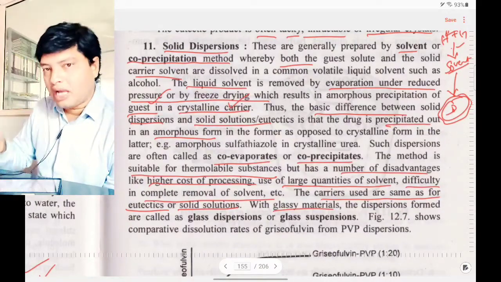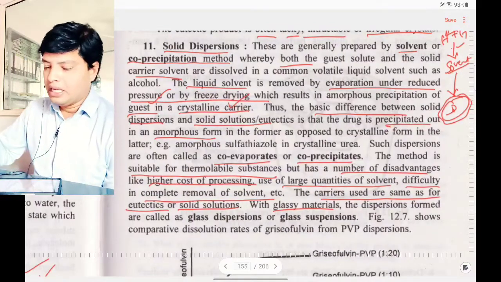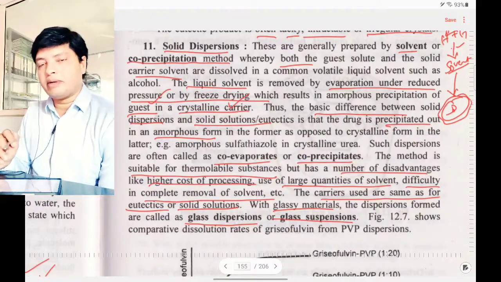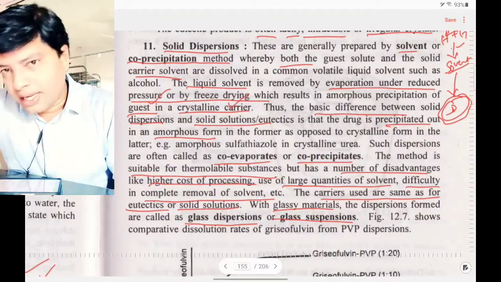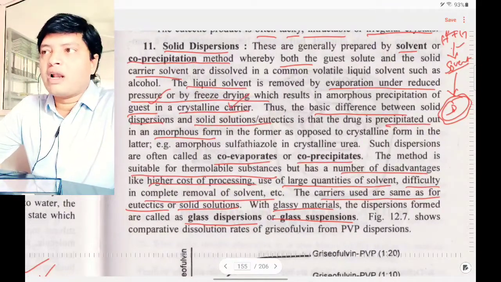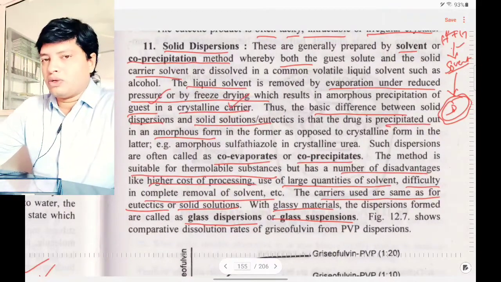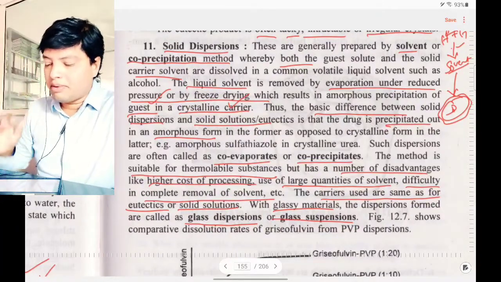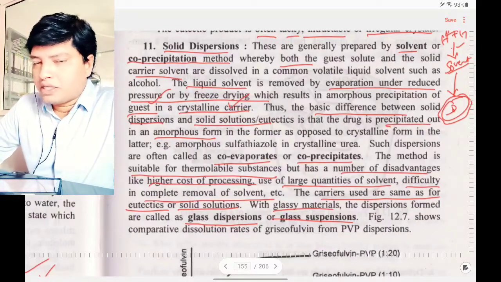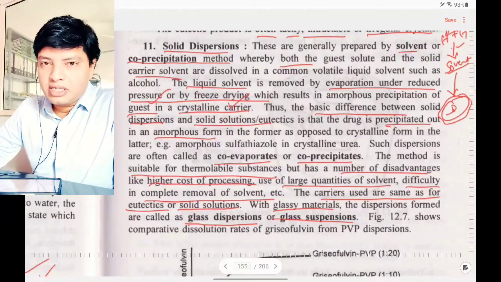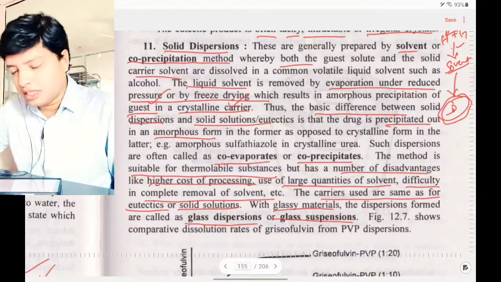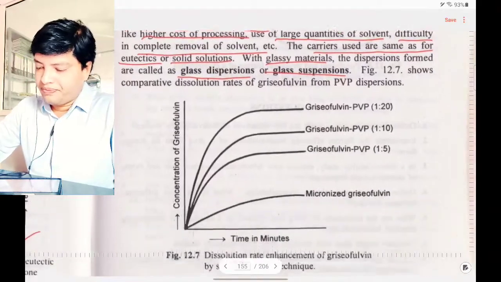With glassy materials, I already told you what the glassy materials are. The dispersion formed is called glass dispersion or glass suspension. Remember, what is glass suspension? Again GPAT question. Glass suspension is a solid dispersion of glassy material with host molecule. Okay, it is a solid dispersion. They will ask, and in the options they will give eutectic mixtures, solvates, solid dispersion, etc. So you need to select the option that is solid dispersion.